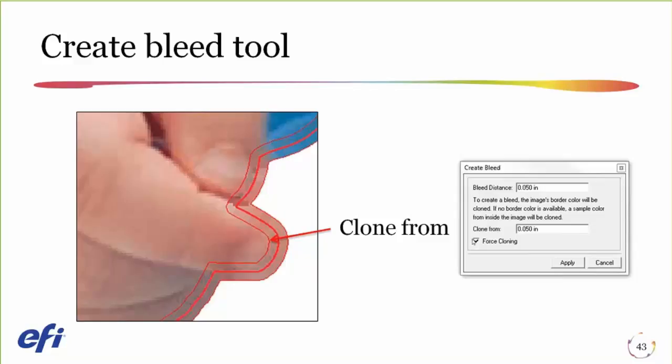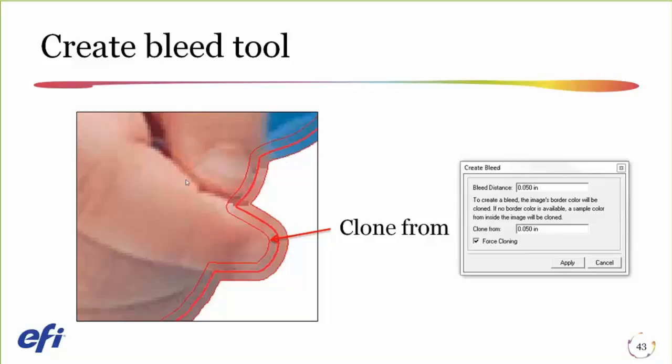Now, force cloning means go to the clone from and then clone from the cut path out to the bleed distance. If force cloning is turned off, it's going to grab the pixels that are right underneath that cut path. And in the case of this particular graphic, it would grab those white pixels. Okay, so we don't want that.